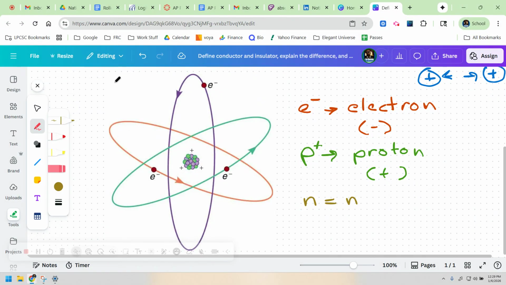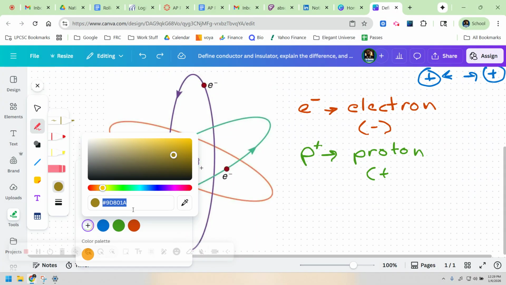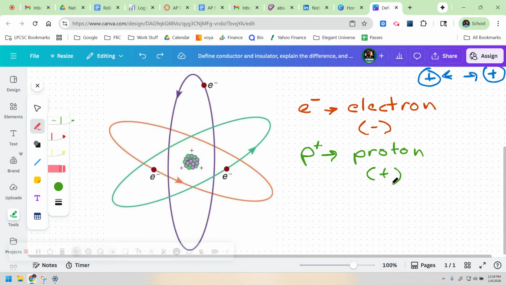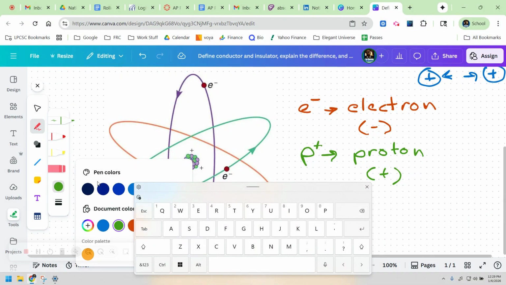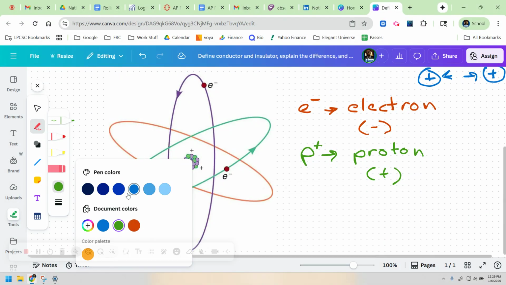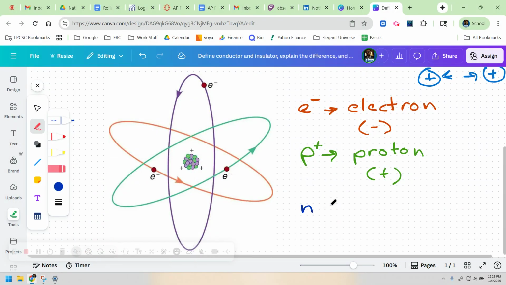Oh, I should have matched the colors here. Let me go back and match the colors. Let's do this. And I'm not quite sure, I might be off on my color scheme, but we'll make the purple neutrons. Those don't have a charge at all. It's really hard to spell all this stuff. Neutron.